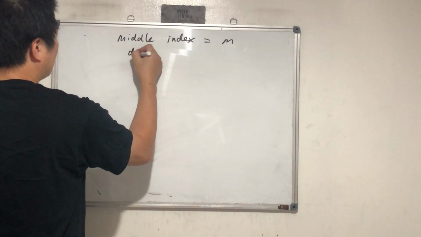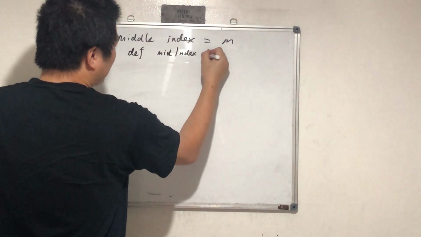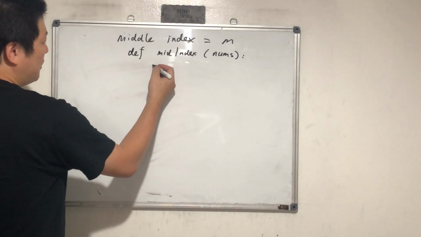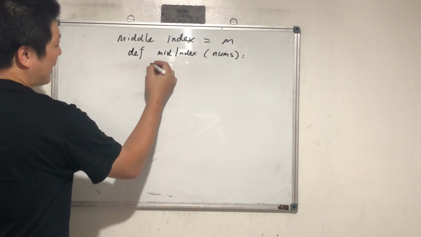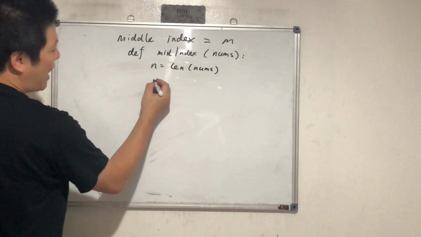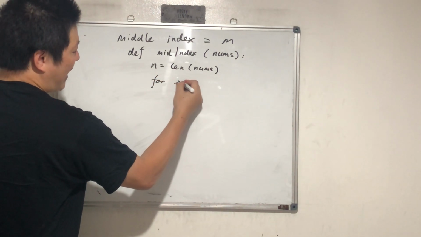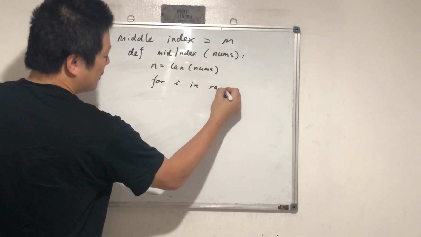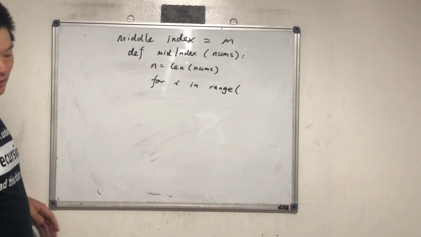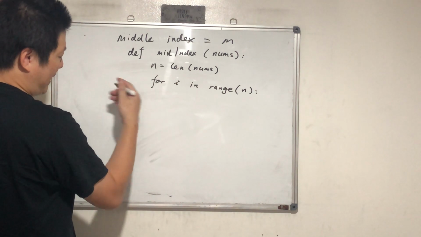Define meter index. We have list nums. Now what's the n? N equals length of nums. Okay, so now what should we do? We should go for i in range n. Now what's the sum of the left part?